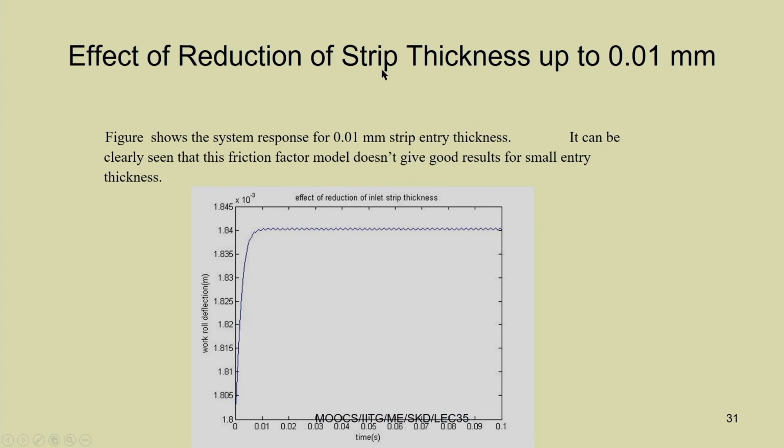Here is the effect of reduction of strip thickness. If we have a very small strip of 0.01 mm, more oscillations will be there, and it can be clearly seen that this friction factor model does not give good results for small entry thickness. If we have a small entry thickness, this model shows that there will always be chatter mark in the strip.